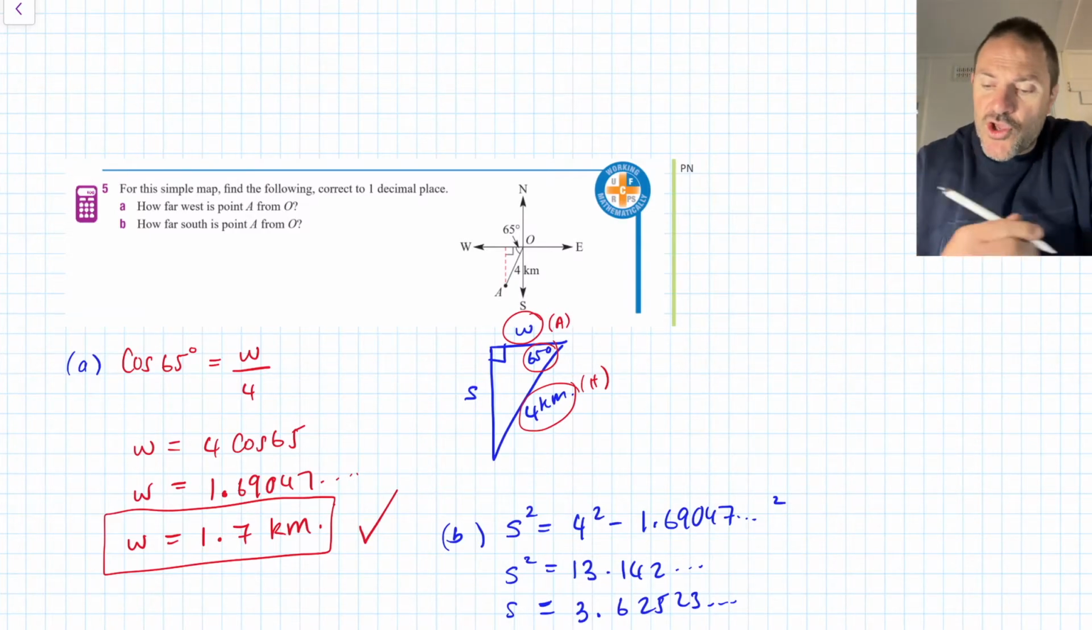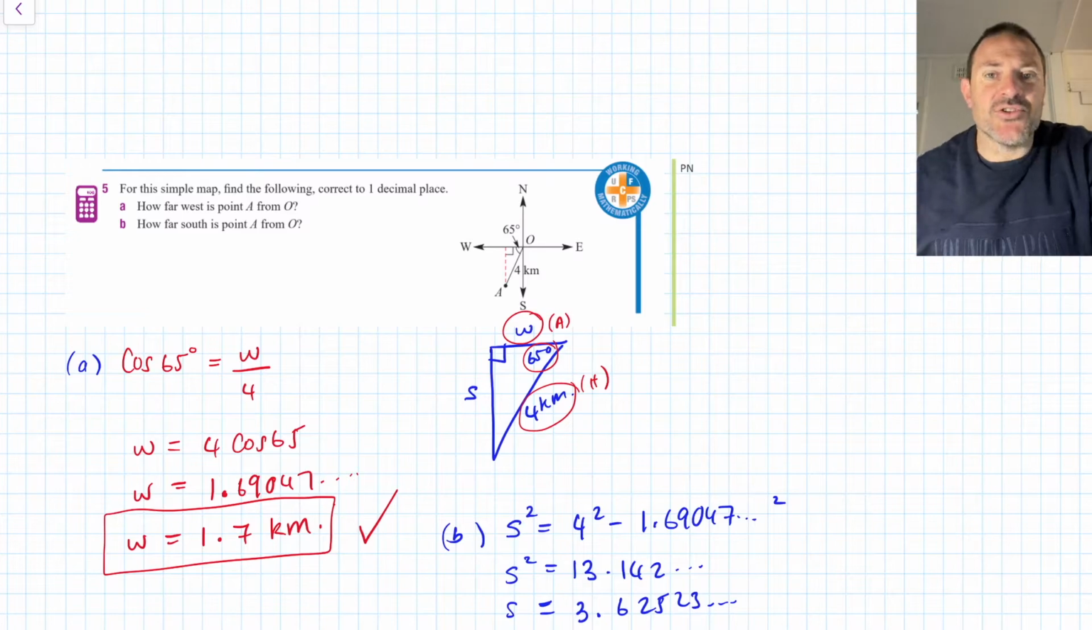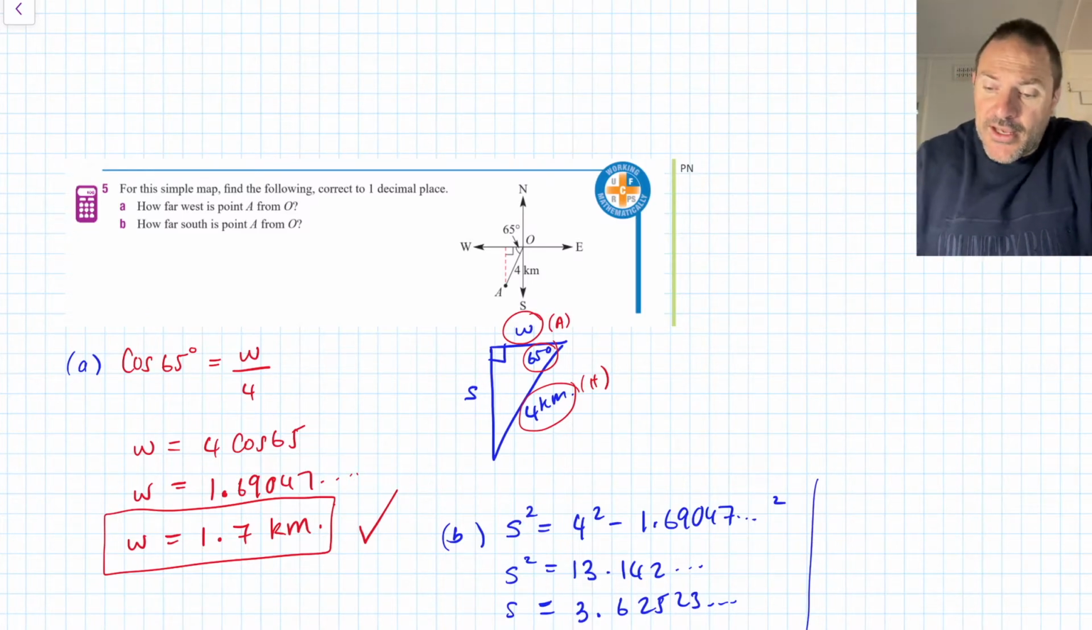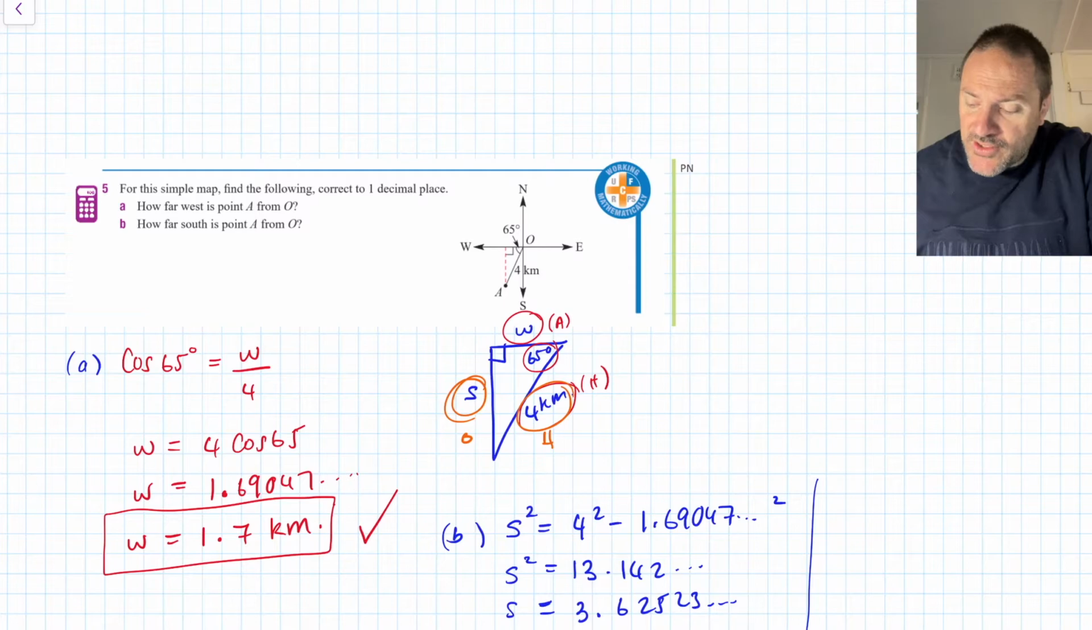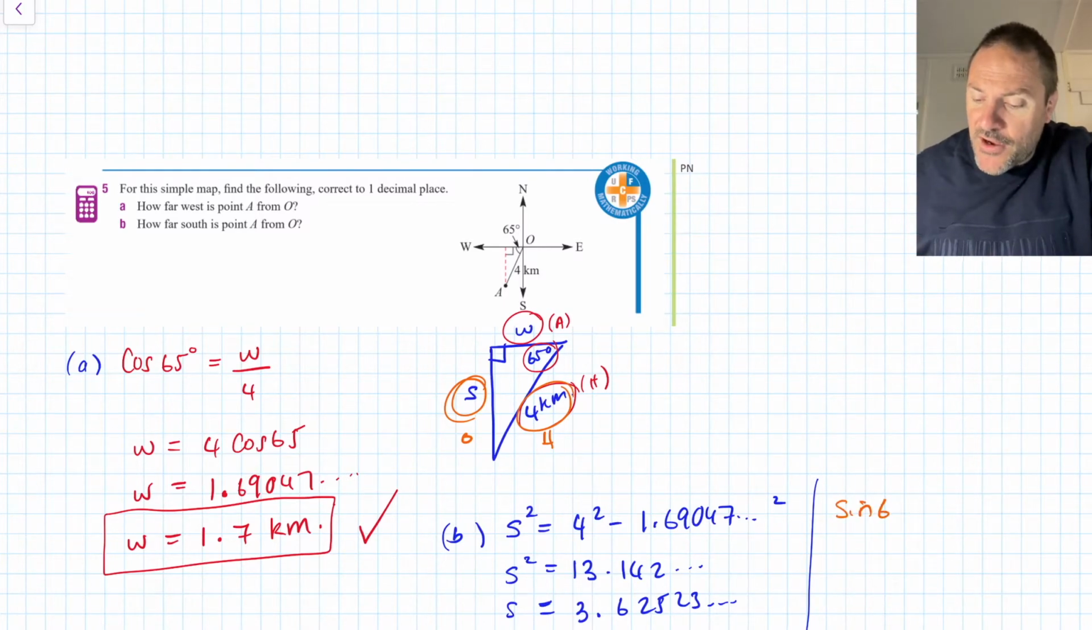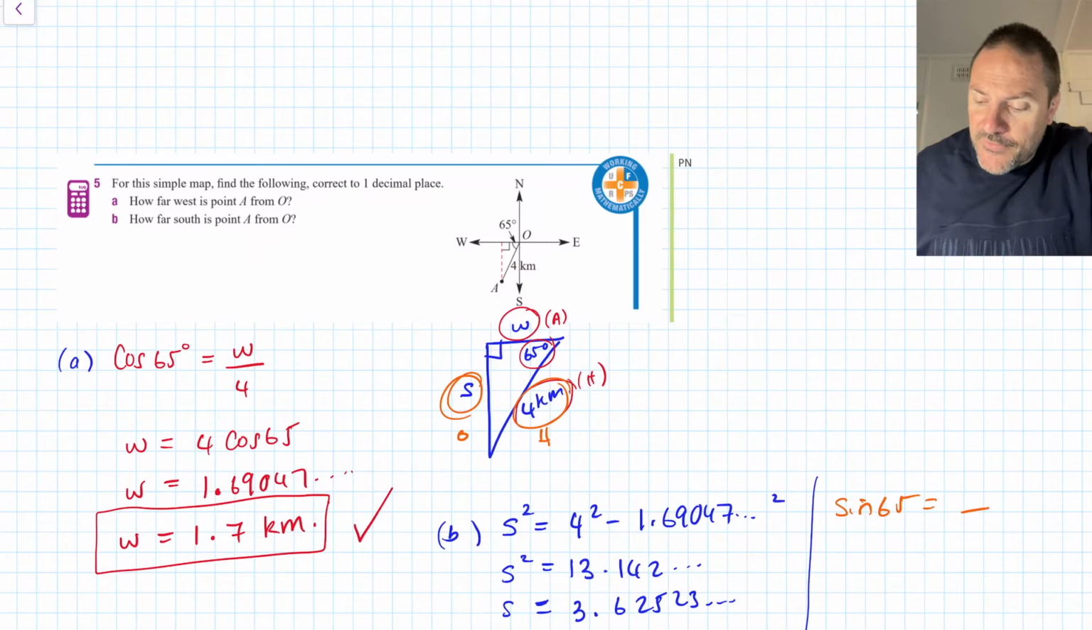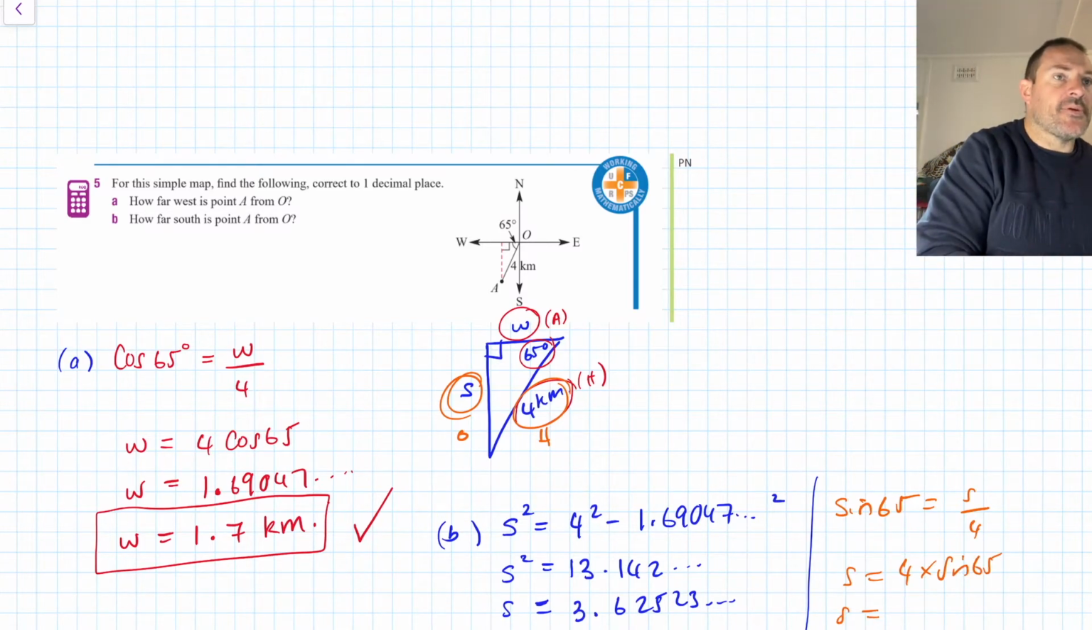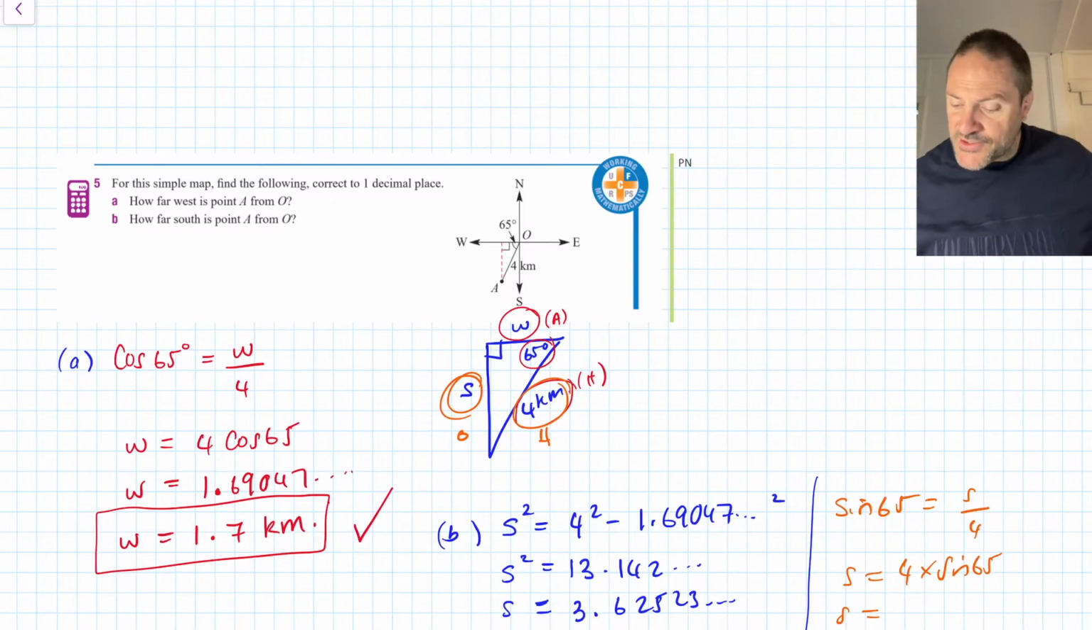Of course, you may have said, well, hold on, can't I just use trigonometry? And absolutely you could. In this instance, in regard to 65 though, using S and 4, which means you're using the opposite and the hypotenuse, which means now you're using sine. So sine 65 equals S over 4. So S equals 4 times sine 65. And then I can simply type in on my calculator 4 times sine 65, and you get 3.625, the exact same answer, 3.6 kilometers.